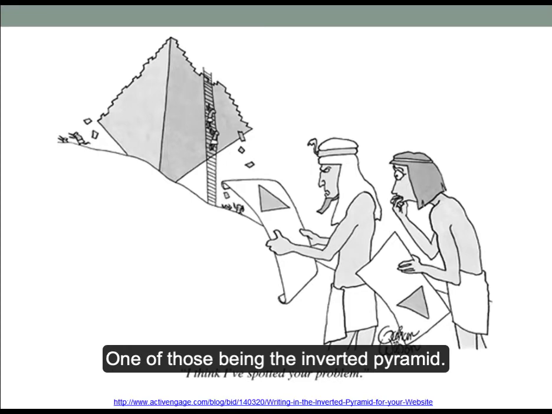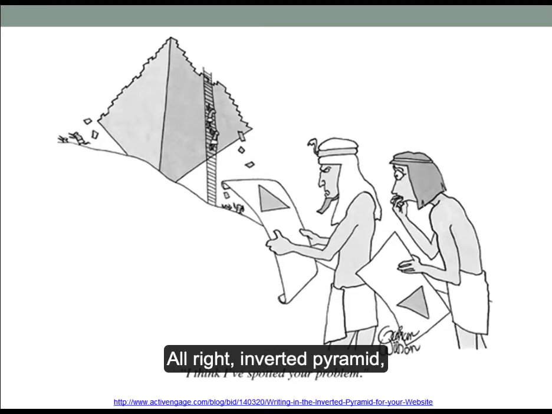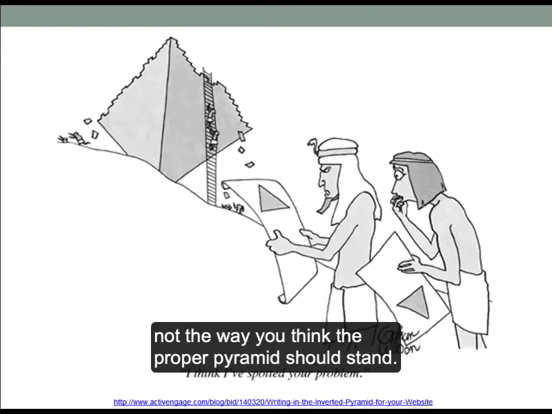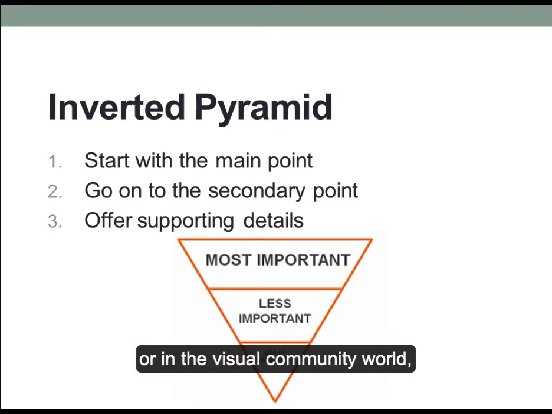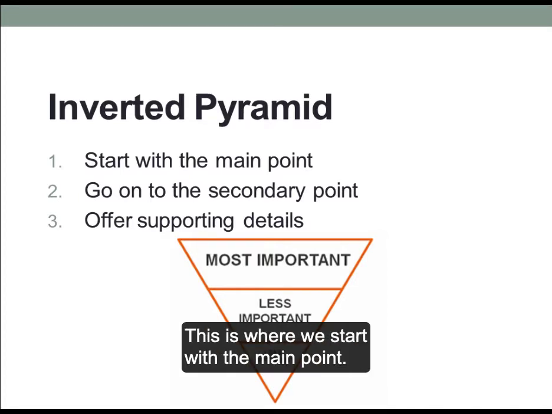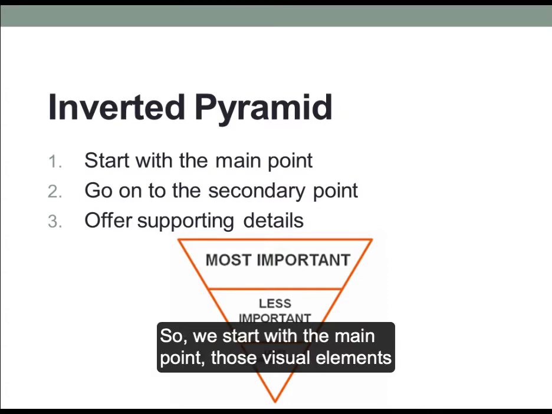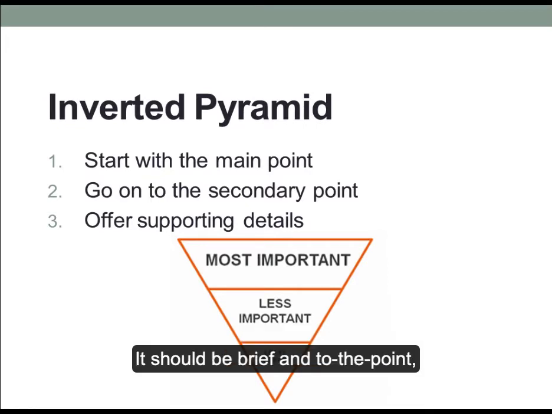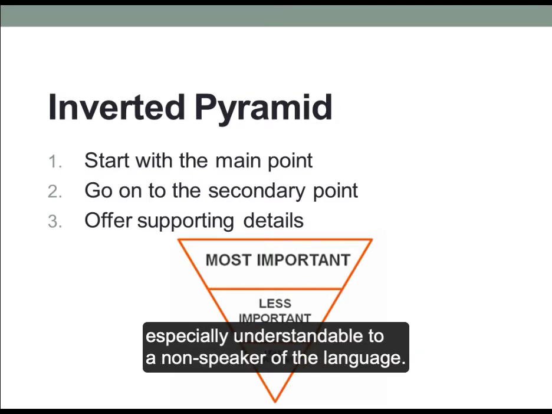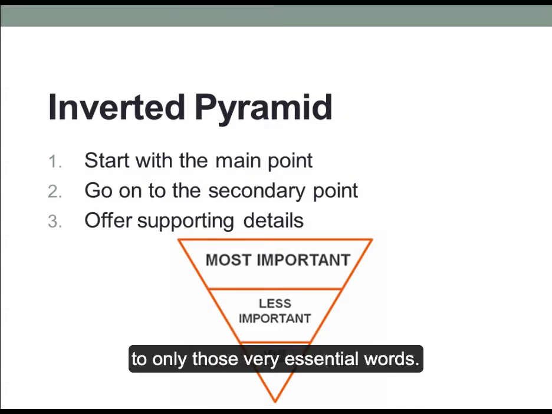One of those is the inverted pyramid. Not the way you think the proper pyramid should stand. We reverse it. In the design world, or the visual communication world, we call it the inverted pyramid because the largest piece is on the top. This is where we start with the main point: those visual elements that convey the graphic's essential information. It should be brief and to the point, and understandable, especially to a non-speaker of the language. That means we boil it down to only those very essential words.